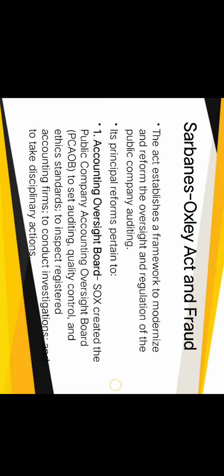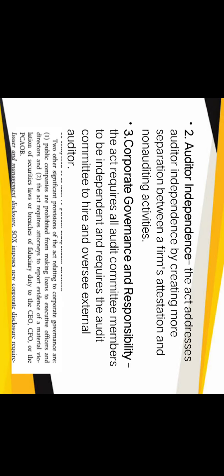Next na principal reform ng Sarbanes-Oxley Act is the auditor independence. The Act addresses auditor independence by creating more separation between a firm's attestation and non-auditing activities. Independence of the auditor means independence from parties whose interests could be harmed sa result ng audit. Audit independence is important so that auditors' opinions are unbiased.